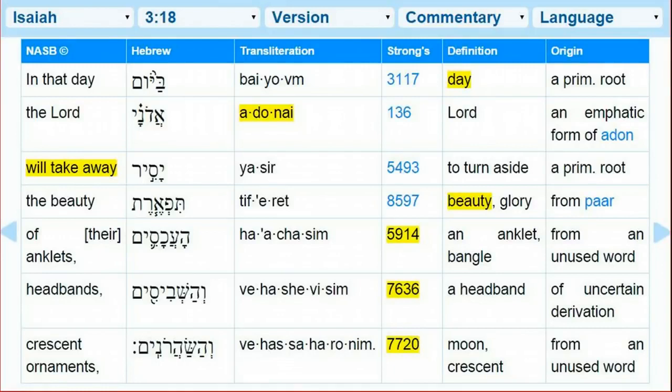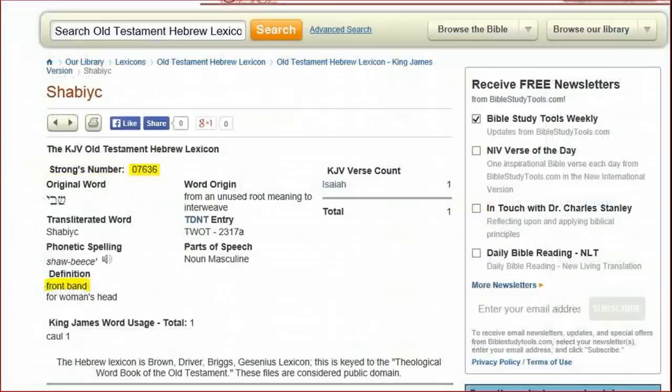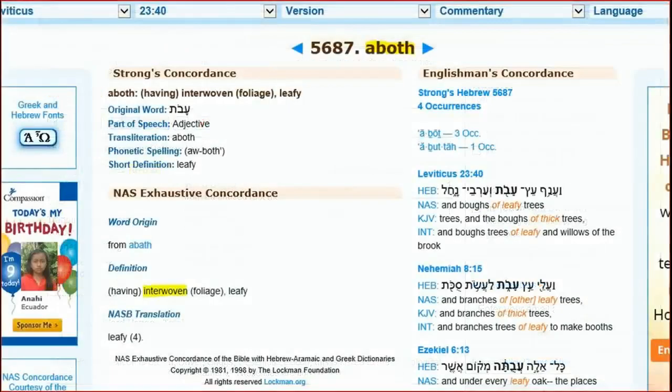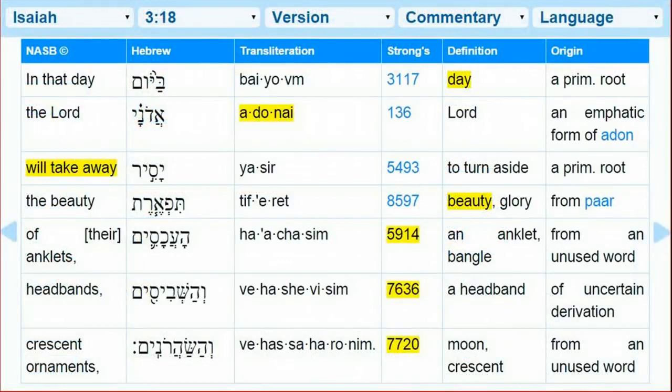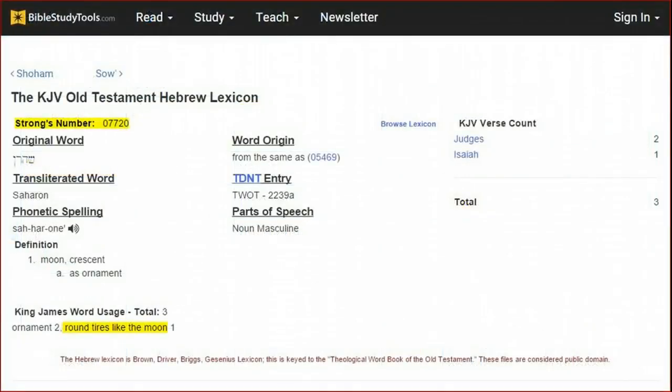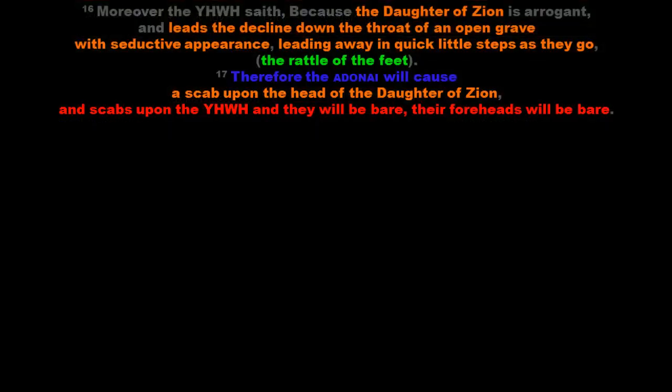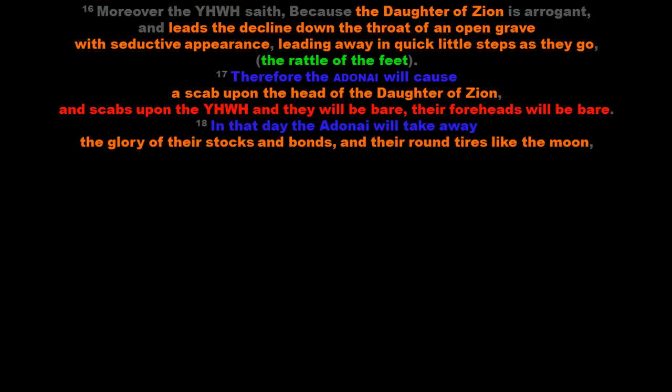And then verse 18 in the direct lexicon says, in that day Adonai will take away either their beauty or their glory. And then the word number 5914, which means stalks. Then word number 7636, which means front band. And it stems from an unused root meaning to interweave. And the Hebrew word that means interwoven is abat. And abat also means bonds. So it says Adonai will take away the glory of their stalks and bonds. And then word number 7720 means round tires like the moon. So verse 18 says, in that day the Adonai will take away the glory of their stalks and bonds and their round tires like the moon.